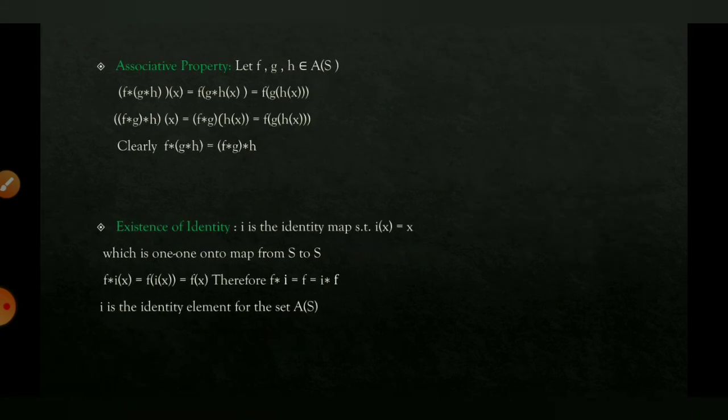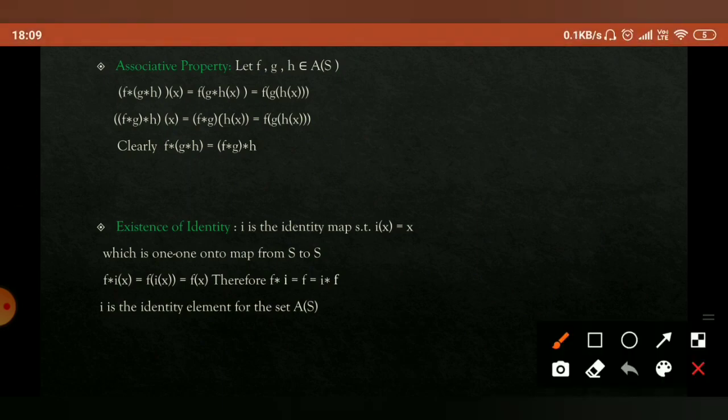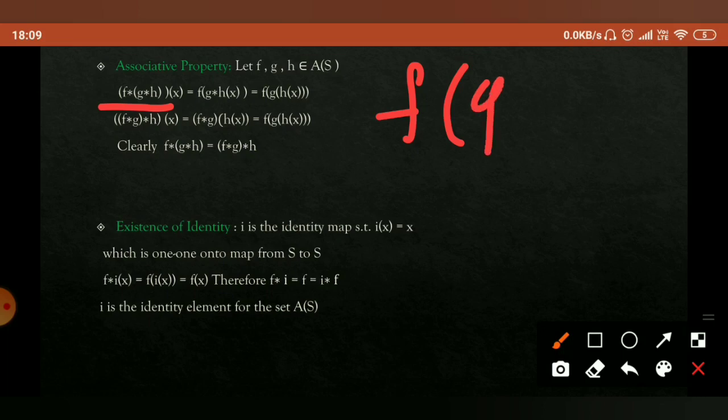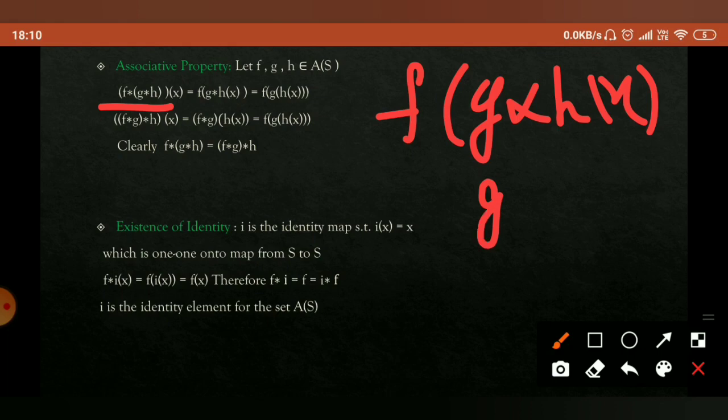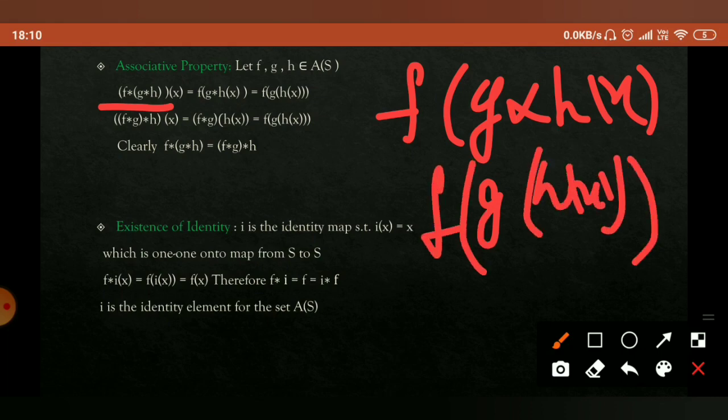Now the associative law. For the associative law we need three elements from AS. So there are three mappings F, G, H. Now we have to compose these three. First you write F star (G star H), with G star H in brackets, and we operate this mapping on X. So how will we operate? First X will be taken, F is outside, then (G star H) of X. So G star H means G of H of X, and F is already outside, so this is the value of this side.